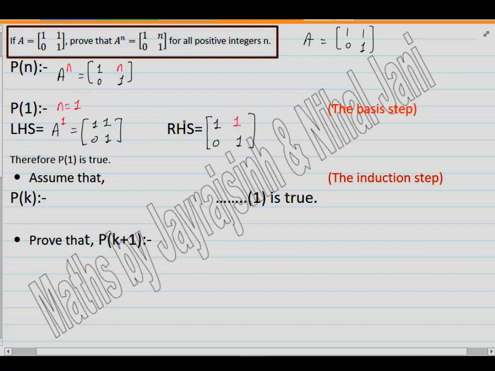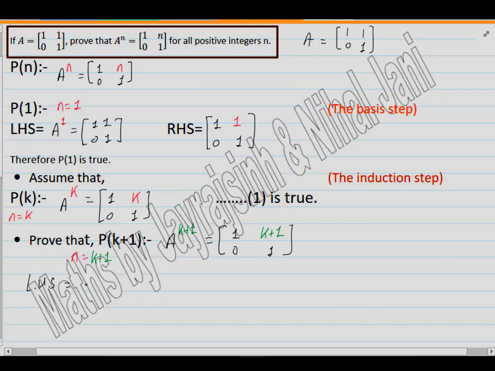So as you can see, our left hand side is equal to the right hand side, therefore P of 1 is true. Okay, now let's go for the induction step, in which we have to assume P of k, that means we put n equal to k. So P of n becomes A raised to k is equal to the matrix 1, k, 0, 1. Let's call it equation number 1, which is true, and using P of k we have to prove P of k plus 1, in which we put n equal to k plus 1, then it will become A raised to k plus 1 is equal to 1, k plus 1, 0, 1. We have to prove this, so let's do it without wasting time.